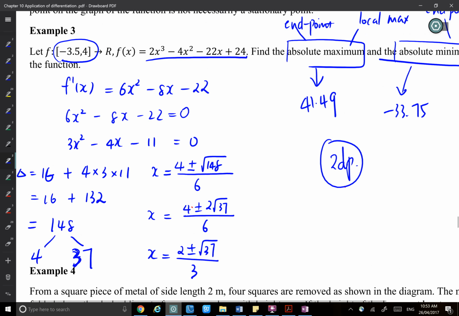So the absolute maximum and absolute minimum can only exist at a local maximum or minimum, or at the endpoints. Okay, just need to compare those places: the local turning points, like local maximum and minimum, and also the two endpoints. So 4 points you need to work out.